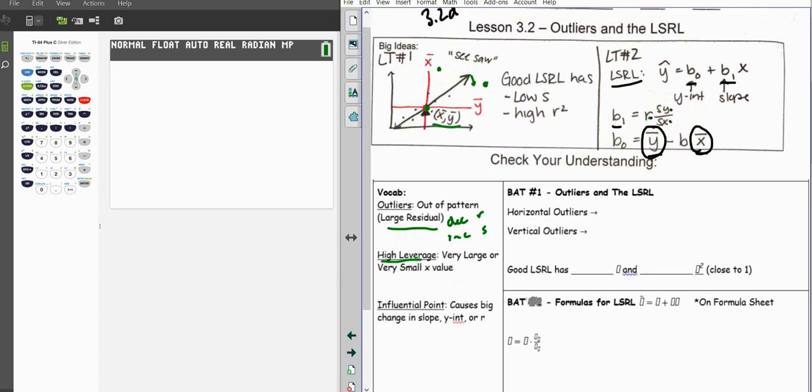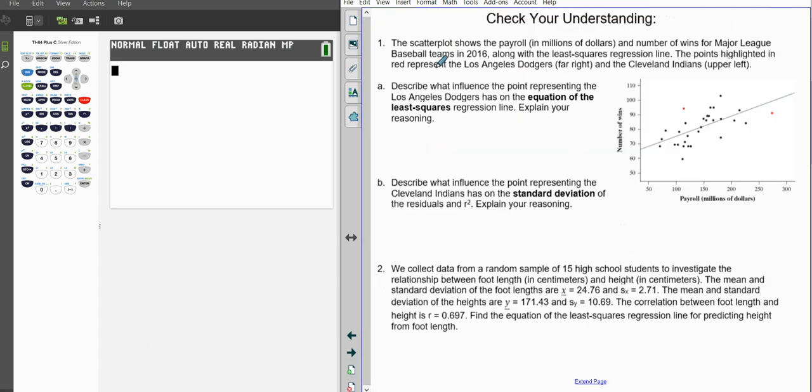So from here, let's go to example number 1. Let's say we have a scatter plot that shows the payroll in millions of dollars and the number of wins of Major League Baseball teams. The points highlighted in red represent the Los Angeles Dodgers, far right, which I'll call D, and the Cleveland Indians in the upper left, which I'll call I.